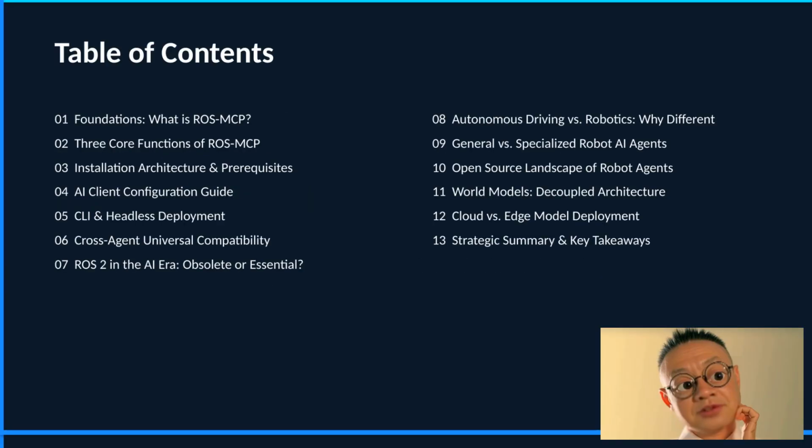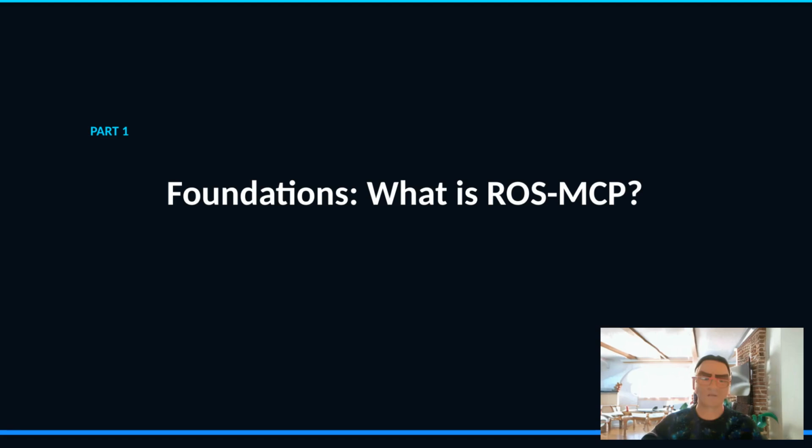Our agenda covers 13 sections, from foundations and core functions, through installation and configuration, to cross-agent compatibility, deployment strategies, and strategic takeaways. Part 1, Foundations. What is ROS MCP and why does it matter?